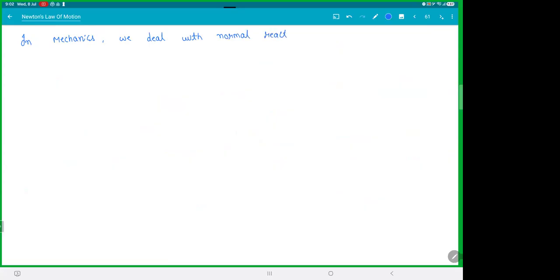We will simply call it normal. Tension forces, that is the full name actually. We'll simply call it tension. Spring forces and friction. These are the four forces we deal with in this thing.